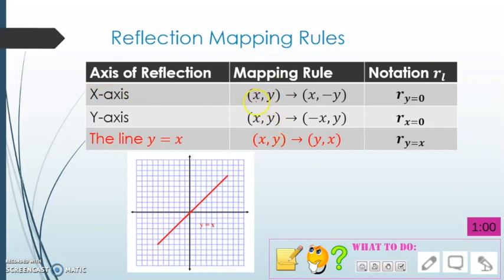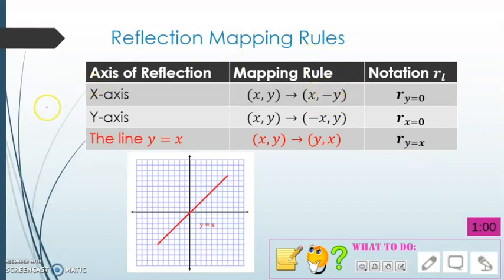The mapping rules all start with an ordered pair (x, y). This is your original coordinate point on the pre-image. Then it shows you what the new coordinate point on the image needs to look like. For example, the x-axis rule states that if you start with your coordinate point (x, y), your new coordinate point needs to be (x, -y). So all you do is change the sign on the y value.